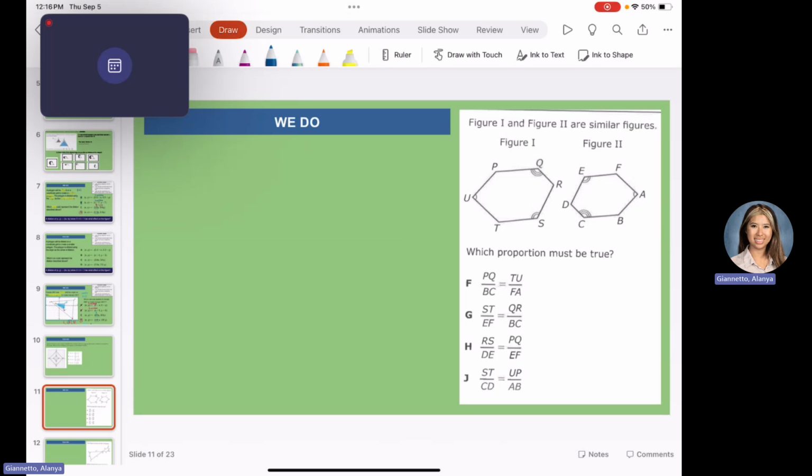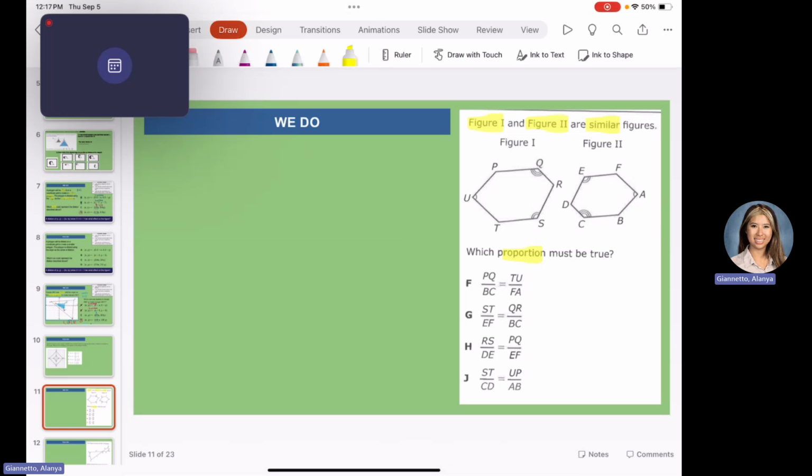Okay, our next we do, it says figure 1 and figure 2 are similar figures. Which proportion must be true? So as a reminder, proportions are comparisons. And in this case, we have comparisons of fractions, right? Or comparisons of sides. So PQ represents this top side on figure 1.